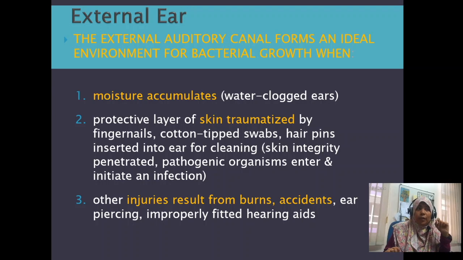The second one is protective layers of skin traumatized by fingernails, cotton tip swabs, or hairpins inserted into the ear for cleaning. This is the problem with us. Usually we love so much to clean our ears, and sometimes we unintentionally hurt our ears. What happens after that is skin integrity is penetrated, so the pathogen or microorganism enters and initiates an infection.